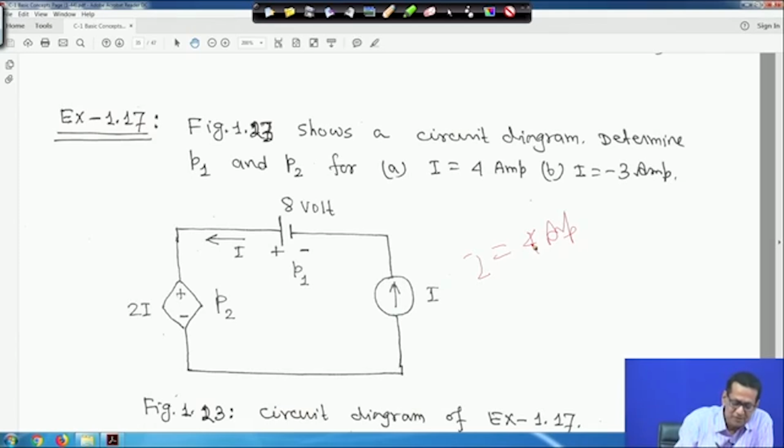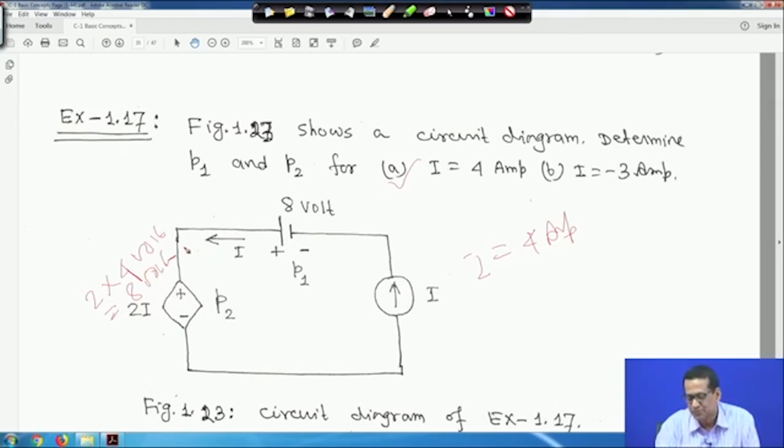So this is 2I. Here the voltage will be 2 into 4, because in the first case I is equal to 4 ampere. So this is 2 into 4 volt, that means it is 8 volt, right. And this I equal to 4 ampere current is entering the positive terminal of this dependent voltage source.